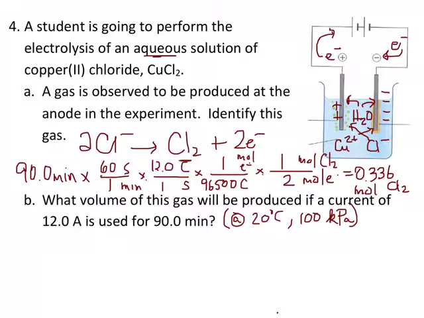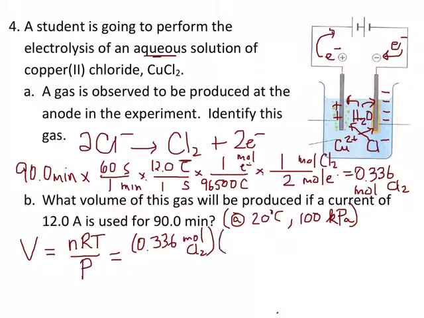If we know how many moles of chlorine, what volume would be produced? If you're thinking, well, that's grade 11 chemistry, the ideal gas law, then you're on the right track. Remember that PV was equal to nRT. So rearranging the ideal gas law, V, volume, is nRT divided by P. N is the moles of gas, so 0.336 moles of chlorine gas.